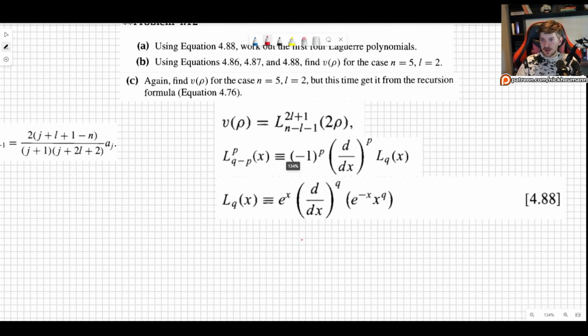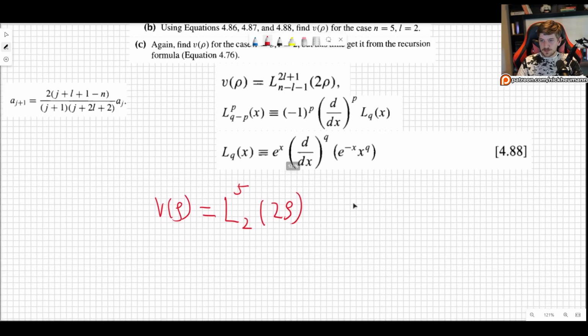Okay, so let's plug this in. So v of rho then, for the case n equals 5, l equals 2, is going to be the associated Laguerre polynomial here of 2l plus 1, so that is 5, and then n minus l minus 1, but n is 5, l is 2, so we have 5 minus 3, so that is 2. And this is a function of 2 rho.